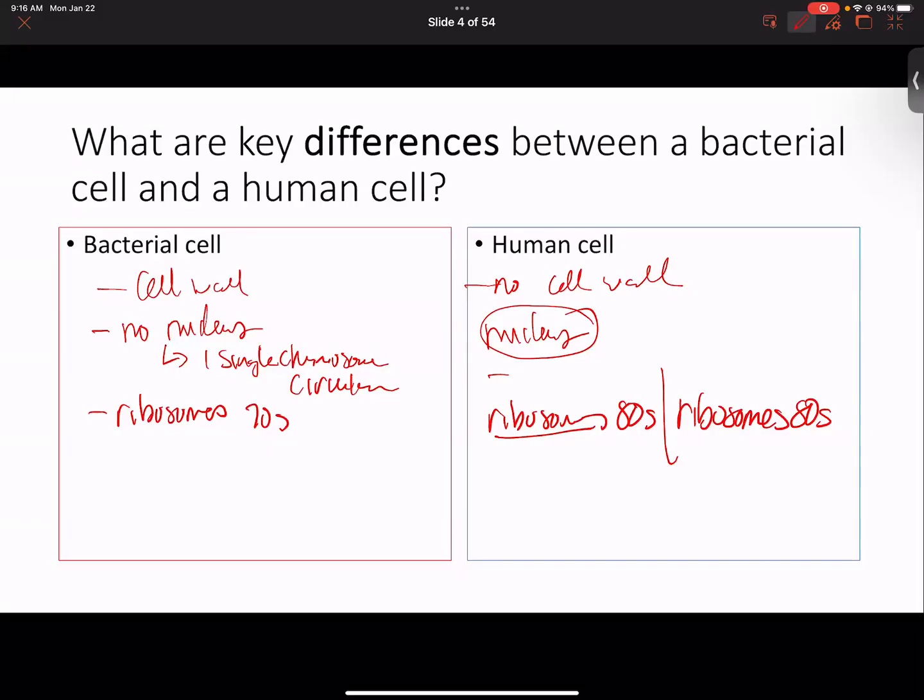Yes. Have plasmids. So, which ones have plasmids? I'm sorry, I didn't. Human cells. Oh, and bacterial cells. The bacterial cells have plasmids, and the human cells don't, right? That's what I heard. Isn't that what you guys heard? You're right. Bacteria are fraught with plasmids. We'll talk about plasmids in a little bit.